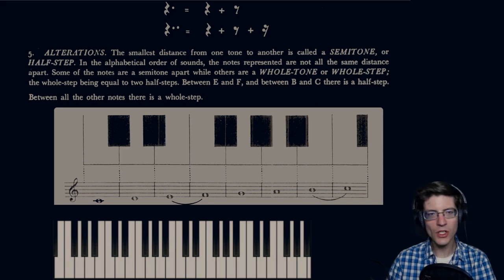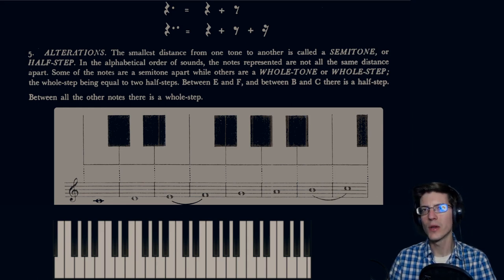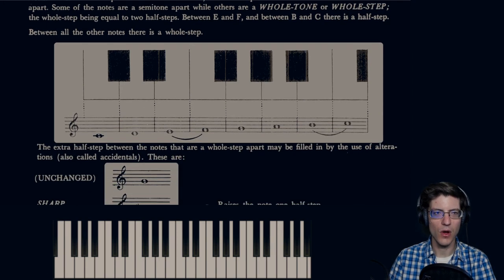Okay. So you remember last week we talked about Western music essentially being built on a 12-tone system. So this is what they're calling the smallest distance from one tone to another, a semitone. So essentially we're working with 12 semitones, or half steps.